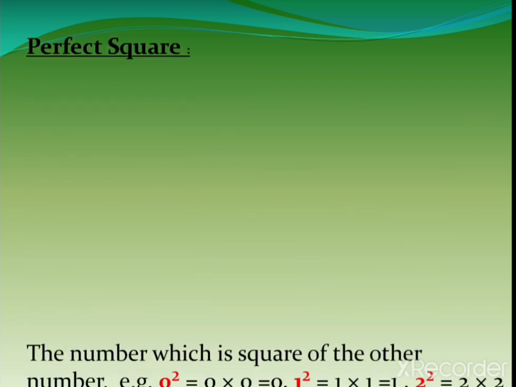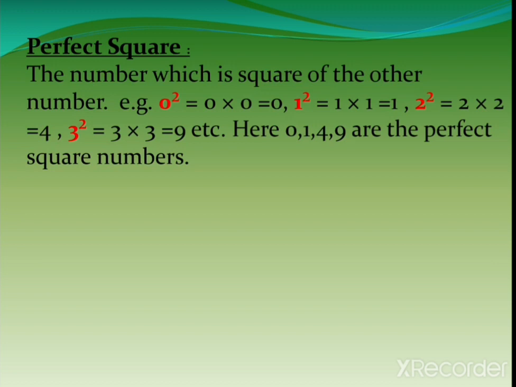Now, what are perfect squares? Let's learn the proper definition. A perfect square is a number which is the square of another number. For example, if I multiply 0 with 0, the answer is 0. So I multiplied a number with itself, and the result is the square of that number. Similarly, if I want to take the square of 1, I multiply 1 with 1 and my answer is 1. Similarly, 2, 3 and so on. So what do I get over here? I get that 0, 1, 4, 9 are the perfect square numbers.